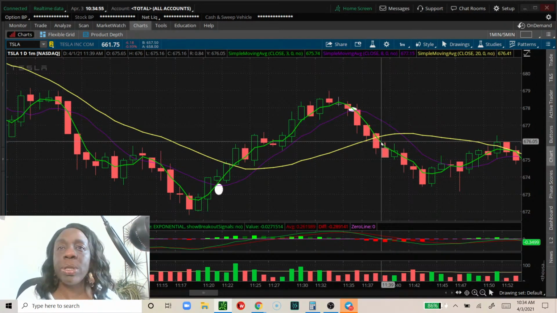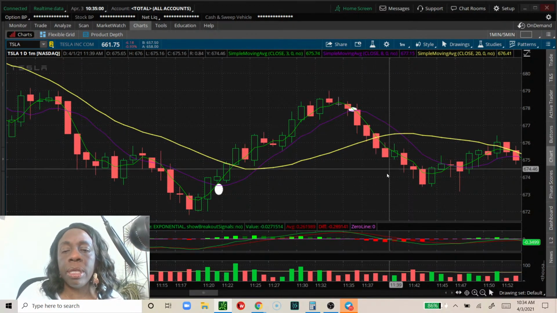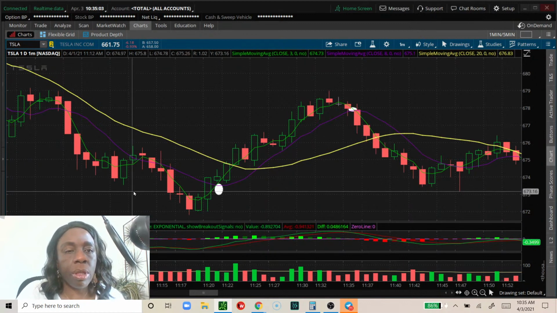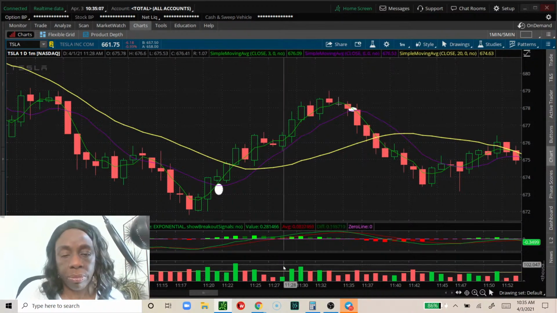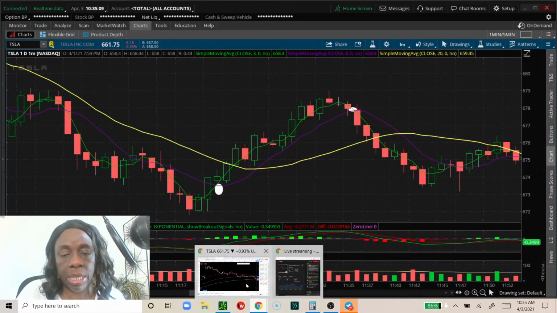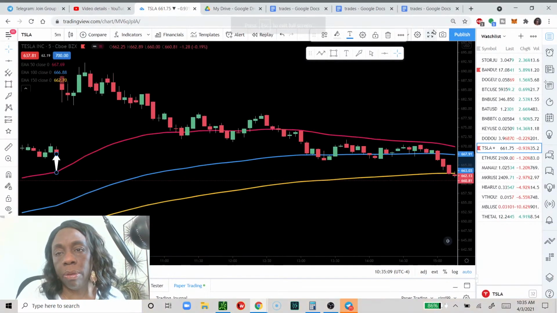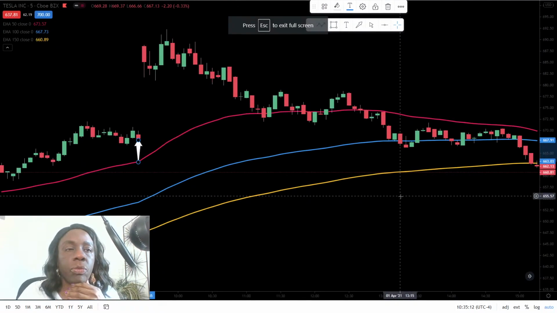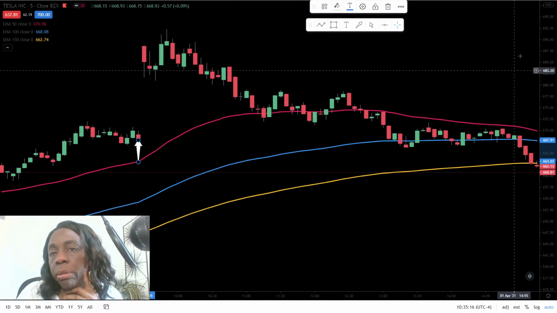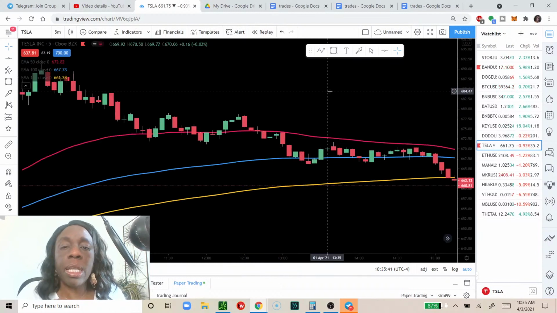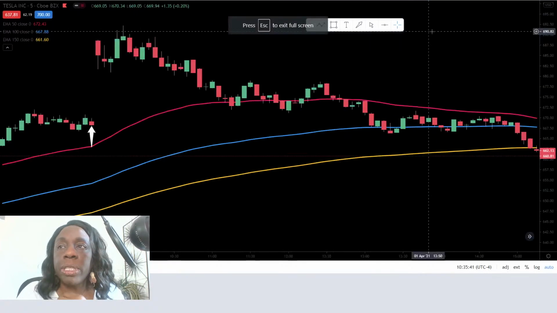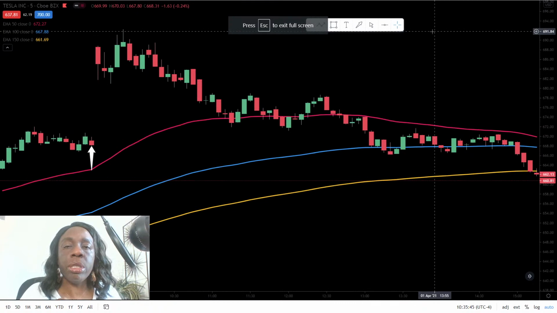I hope you've learned how to use the larger moving averages. Let me see if I can get back to that screen. So here it's okay. But these are the larger moving averages. These are the ones that you want on.